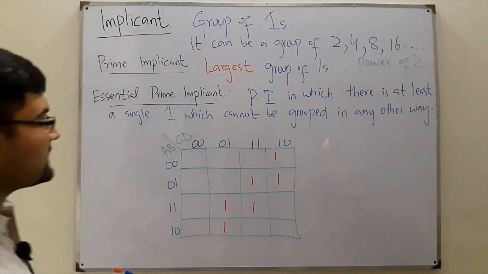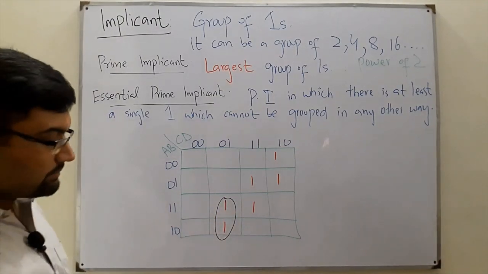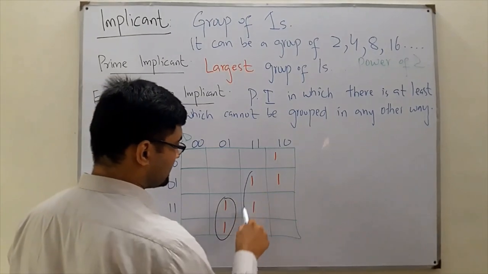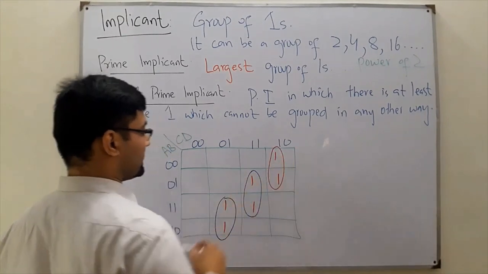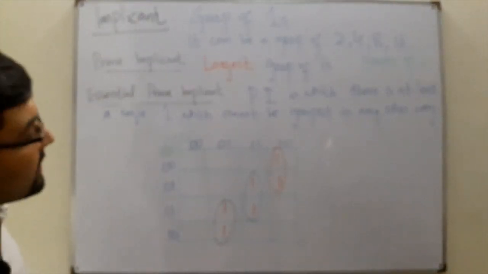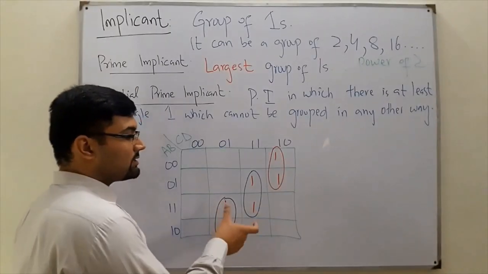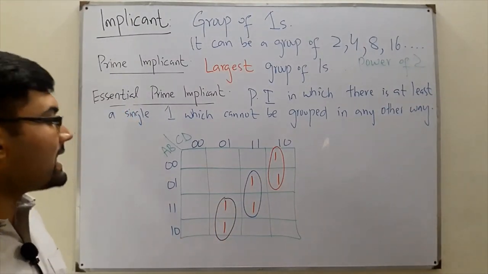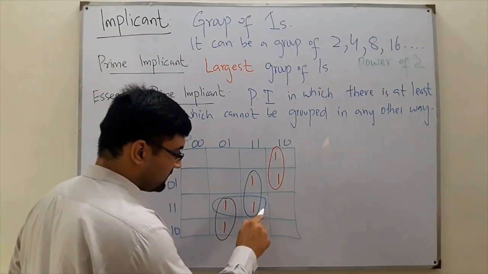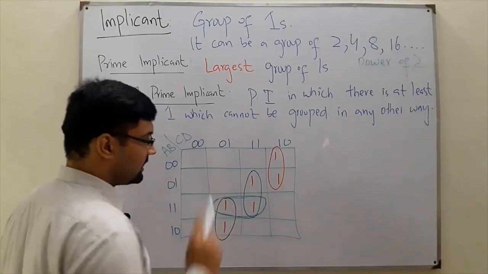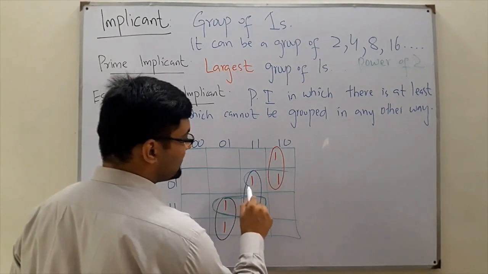Now how do you group them? Let's say I'm grouping them. This is the first group of ones. Now let's say this is the second group of ones, and this is the third group of ones. We've seen in the previous video, if I combine this one to this one, it would be redundant, but basically I can combine it. And I have this one as well, which I can combine with this one, which would be redundant too, but I can.